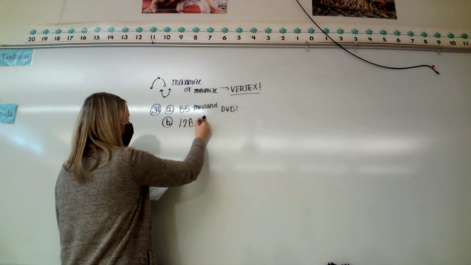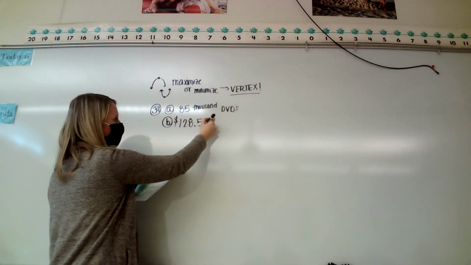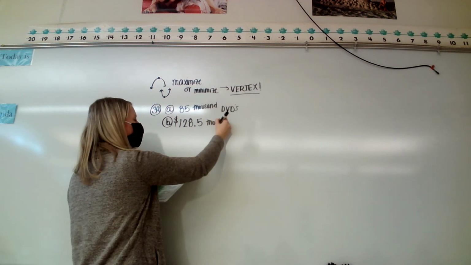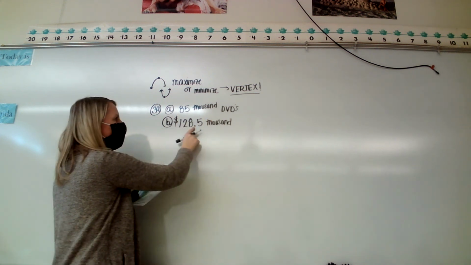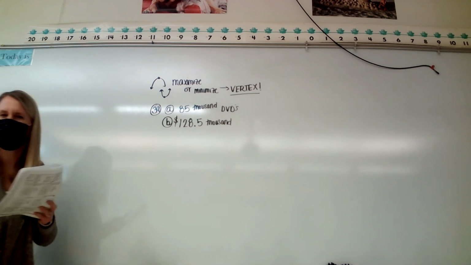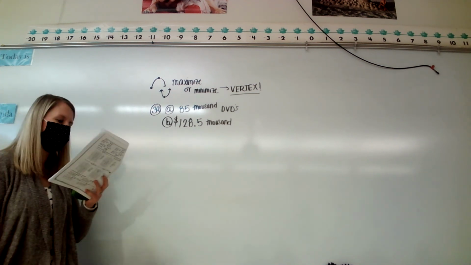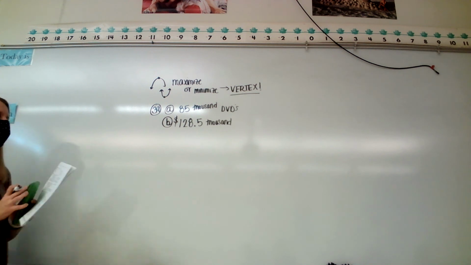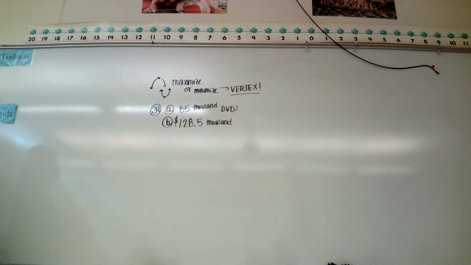It was 128.5. Remember what that means? I just put it like that and I put 1,000 because I was kind of lazy. So it'd be 128,500. But if you write it like that, that's fine. And that would be their maximum profit. So that's how much they can make to maximize their profits.